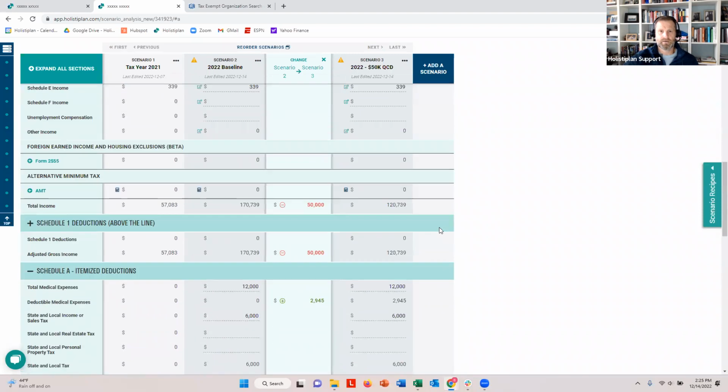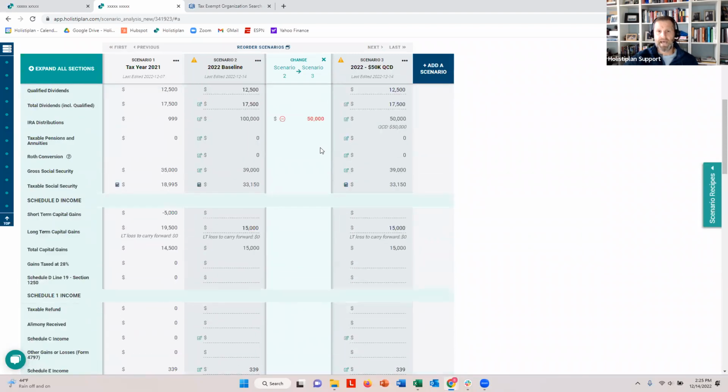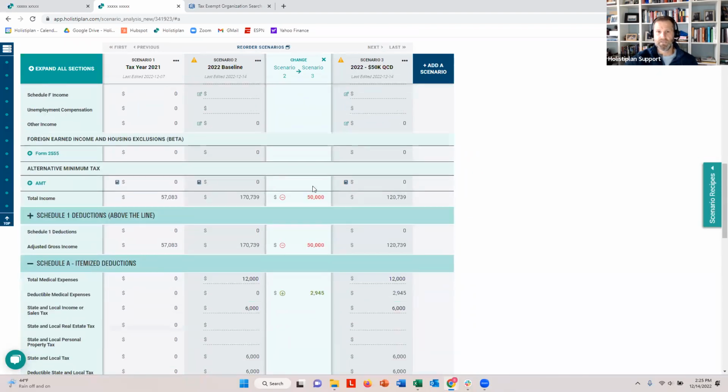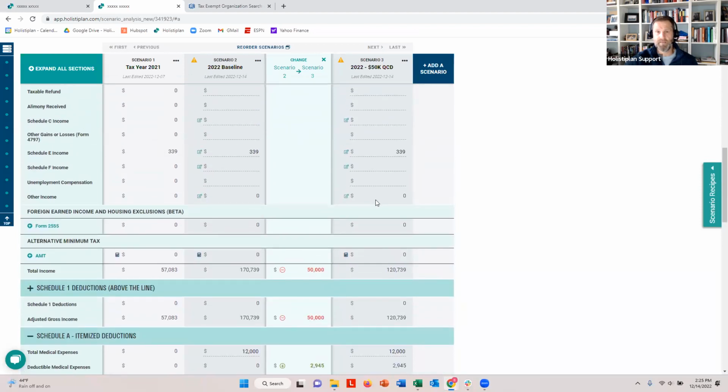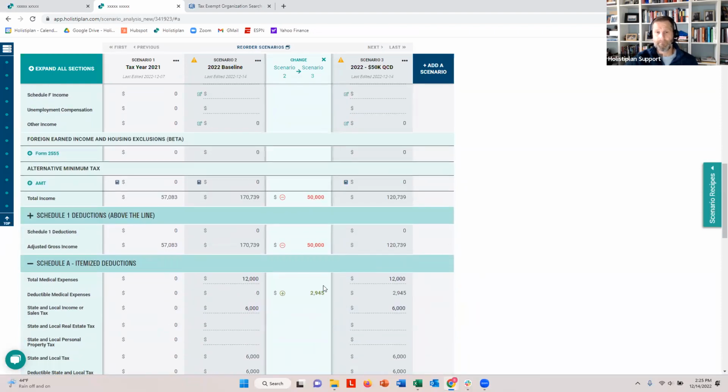So what's going on here? Right off the bat, income is $50,000 lower on my QCD side, because I have $50,000 that isn't even showing up on my tax return at all. I've also got a higher deductible medical expense on my right-hand side. Why? Well, because my AGI is lower.